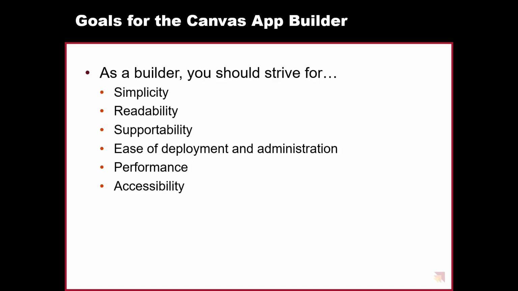Now, as a Canvas app builder, here are the things that you should think of at a high level as your goals. Creating things that are simple. I think a famous architect once said, you should make things as simple as possible, but no simpler. Okay, readability. I want to be able to take a Canvas app built by someone else, go into some screen, look at a control, and know exactly what that thing is for. The more you use these principles, the more you're going to have supportability. And also, the other things: ease of deployment, good performance, and maybe something you weren't thinking about, but accessibility.